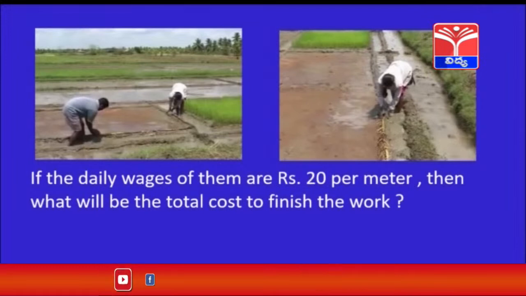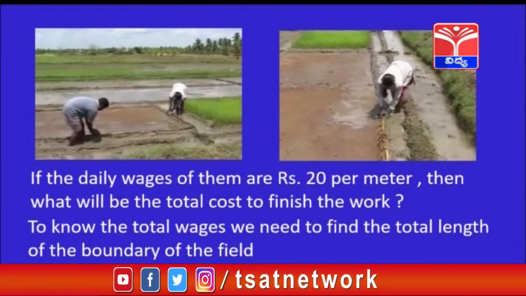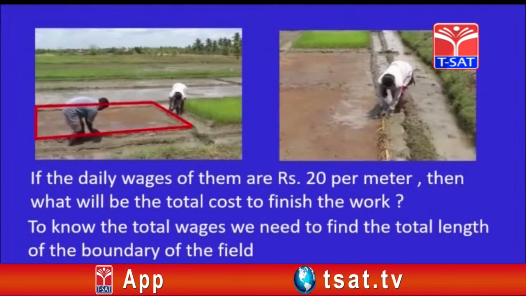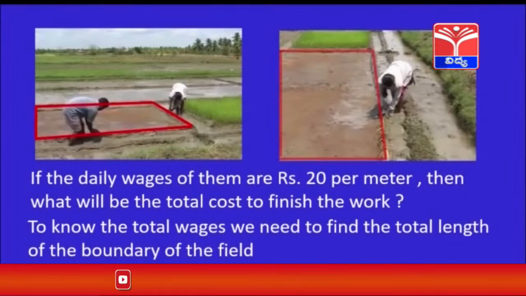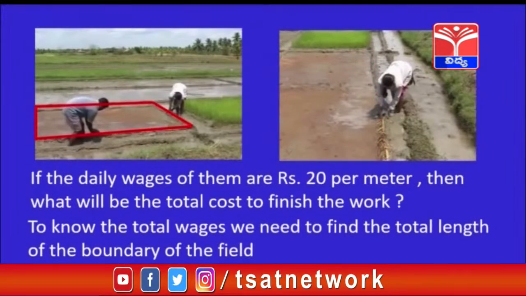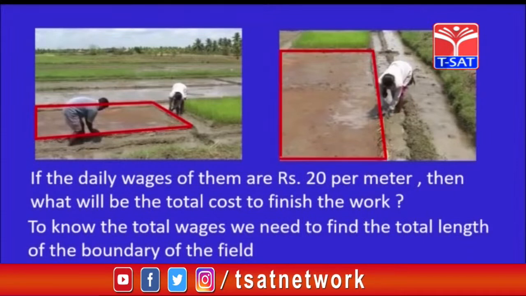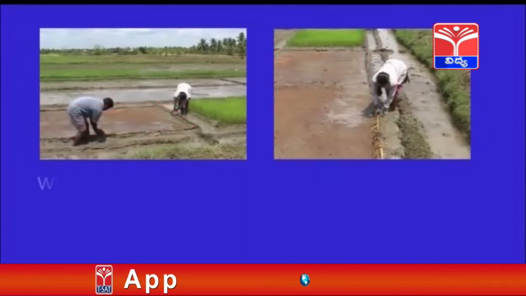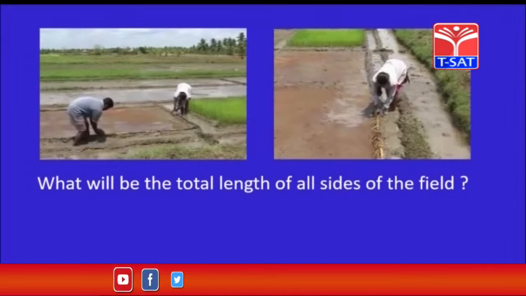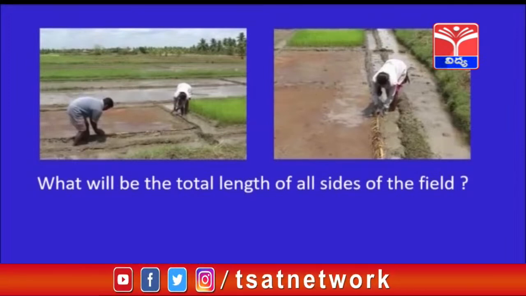Think over that. To know the total cost here, we need to find the total length of the boundary of the field. Once think about the boundary of the field from the figures. Here the boundary will be any polygon. It may contain 4 sides or it may contain 5 sides like this. So students, think over the boundary of this field. What will be the total length of all the sides of the field? So to know the total cost, we need to find the total lengths of all the sides of the field.